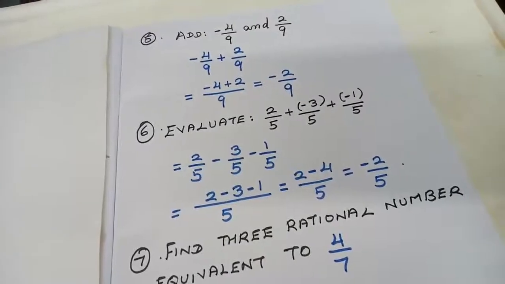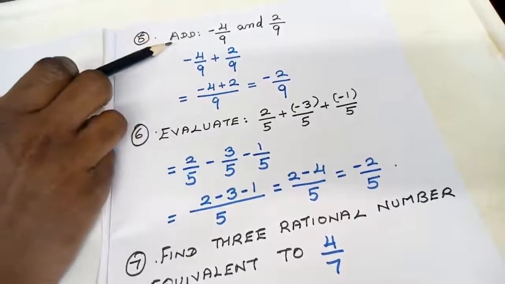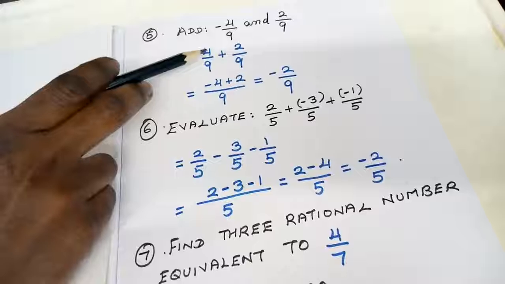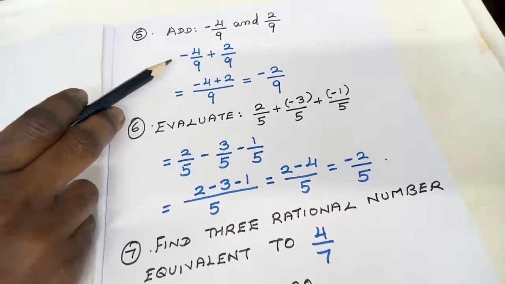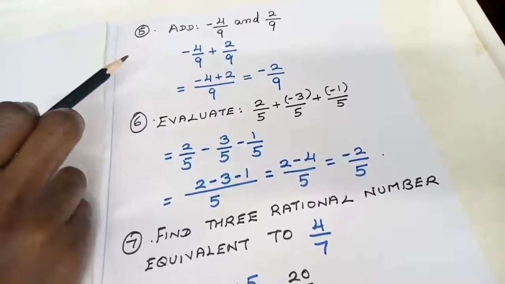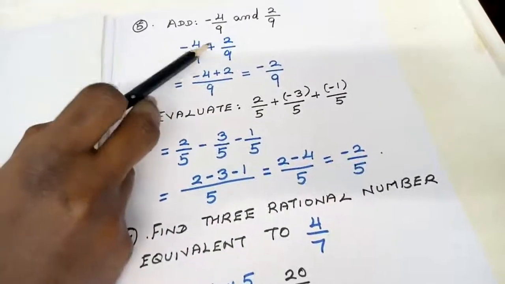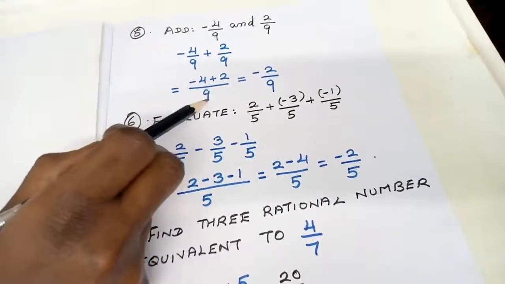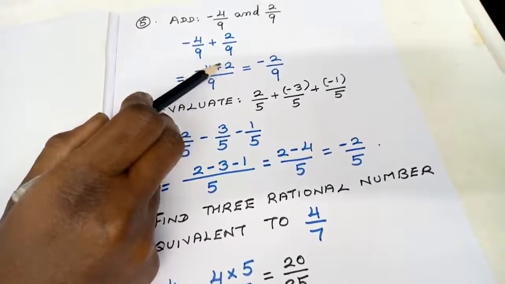Coming to the fifth question, students. If you see the fifth question, what is given here? Add minus 4 by 9 and 2 by 9. You are going to put an addition sign here. If you have numbers in the form of rational numbers, first you are going to check the denominator. Both denominators are the same. You are going to write it one time. That is minus 4 plus 2. You are going to join the numbers.